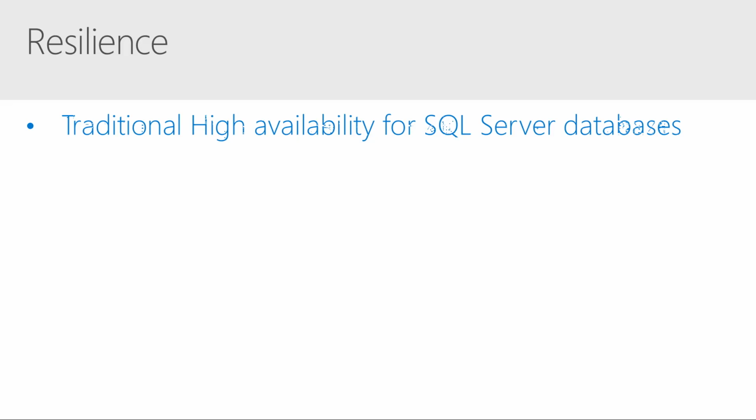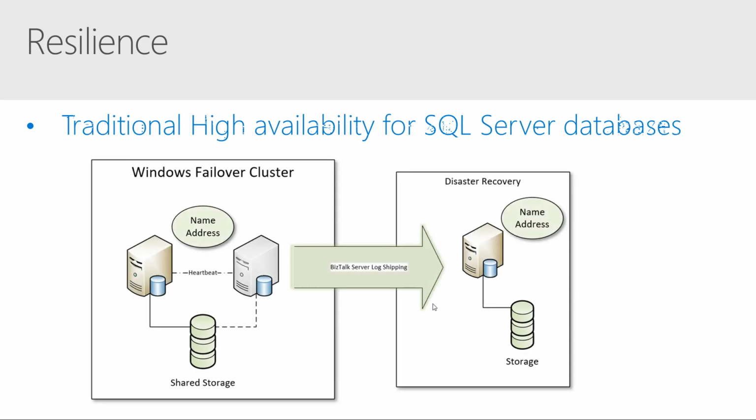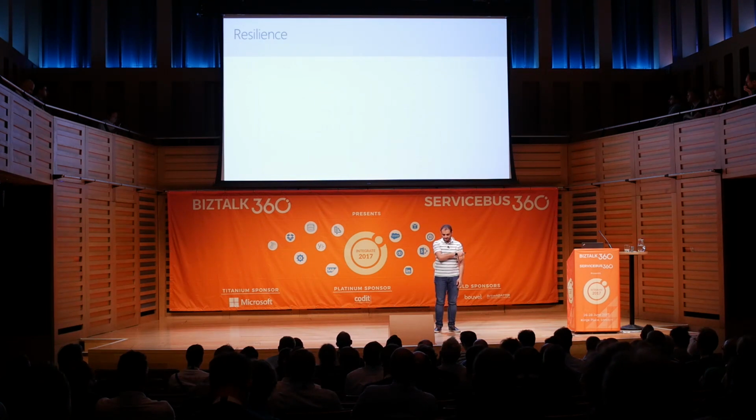So resilience, as I said, is traditional high availability for SQL Server databases. This is how it looks. You have an active-passive configuration for your SQL Server. This is for the traditional model. If you are using the 2016 model, it's going to be like this.